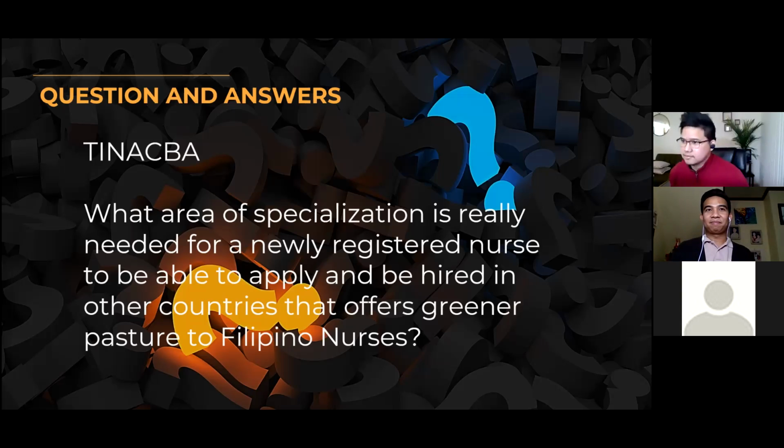What area of specialization is really needed for a newly registered nurse to be able to apply and be hired in other countries that offer greener pastures to Filipino nurses?